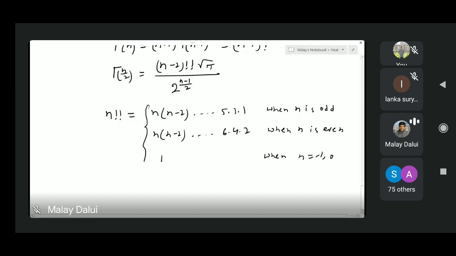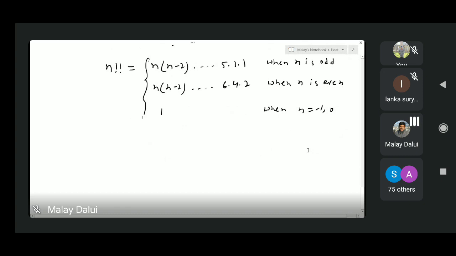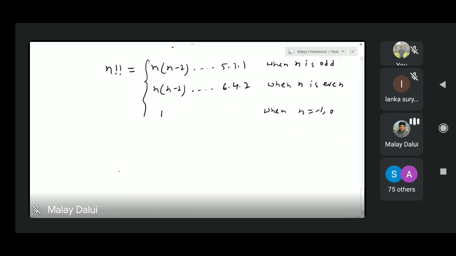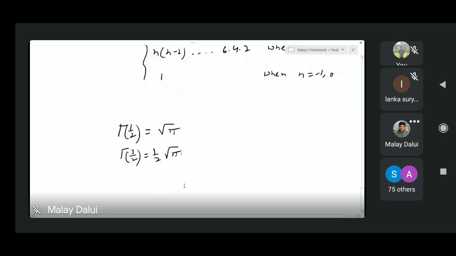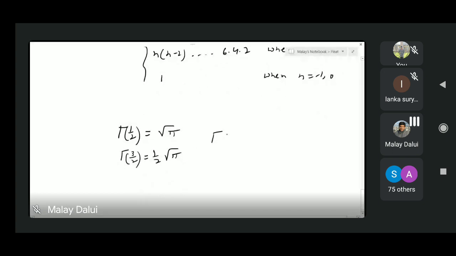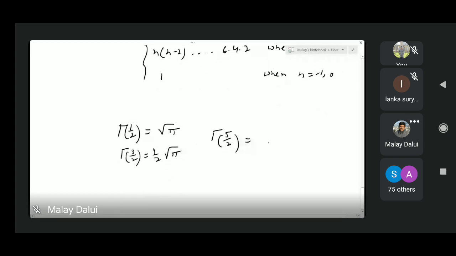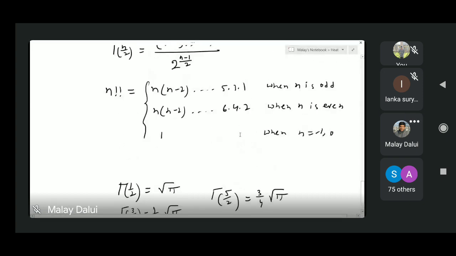So in that case, if we determine some of these, like gamma of half will be root pi. These are the frequently used gamma functions which you will encounter in this course. So gamma of 3 halves will be half of root pi, something like this. Gamma of 5 halves will be 3 by 4 root pi. You can get it from the top using this relationship.